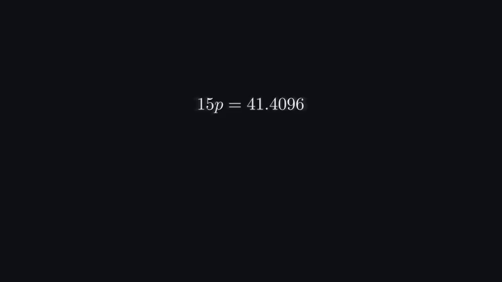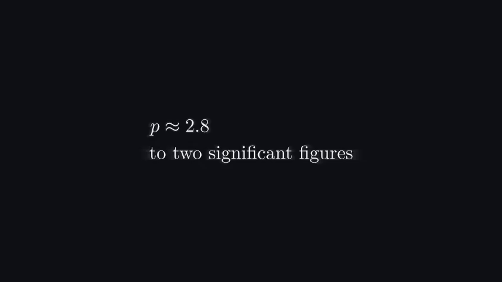15p equals 41.4096. p equals 41.4096 over 15. p equals 2.76064. p equals 2.8, to two significant figures.